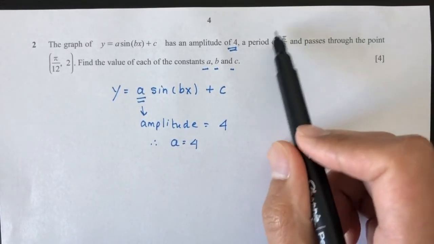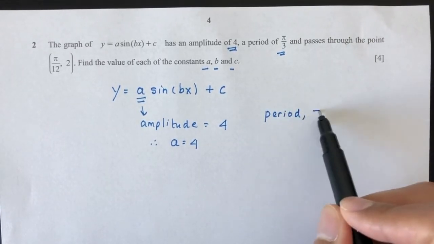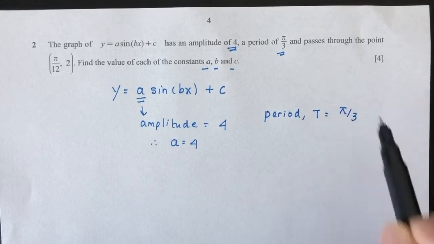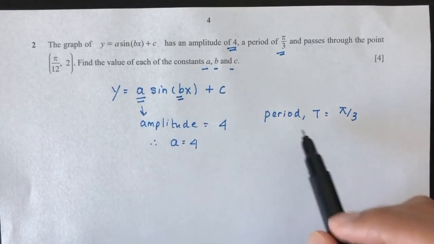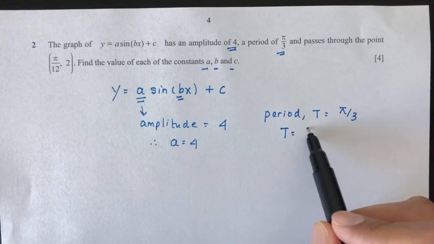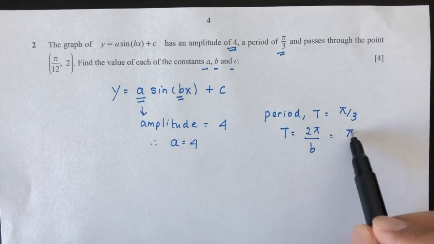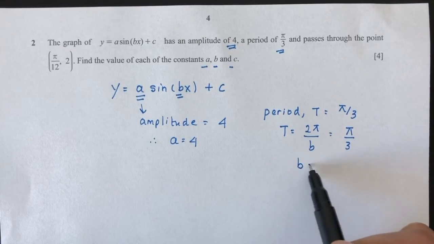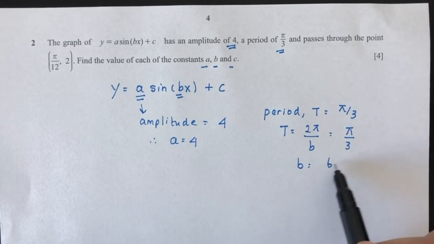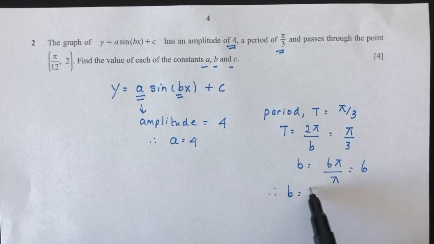Next one, the period is given by, so period, we denote period by T is equal to pi by 3. So how do you find the period of this equation? So we'll have to look at this value here for the b. So we say period T equal to 2 pi divided by b, which is equal to pi by 3. So let's solve, find the value of b. Let's simplify. So b will be, we cross multiply, we get 6 pi divided by pi. So value of b will be 6. So here we have b equal to 6.